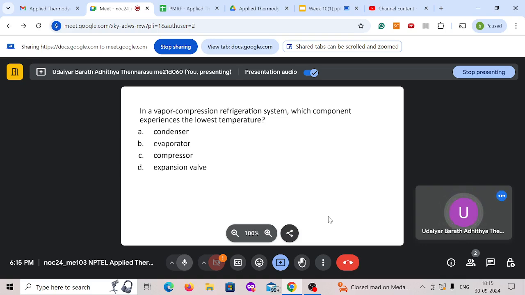Then at the expansion valve, you will have that input and it will produce a lower temperature, and you have the evaporator. So if you see, the evaporator is the one which is having the lowest temperature across the whole component. So the answer is B, evaporator.